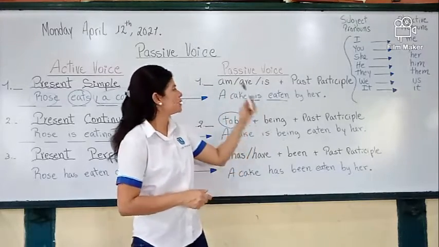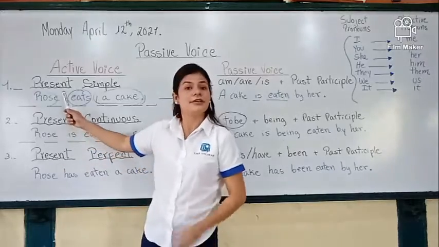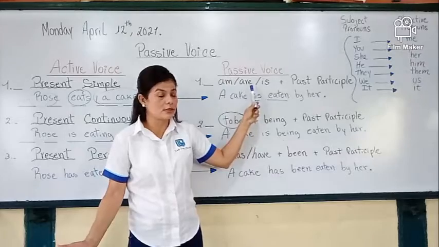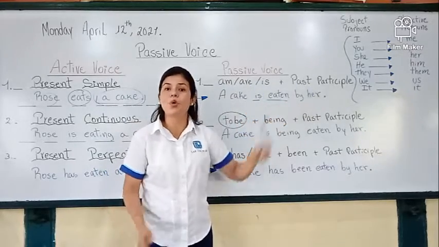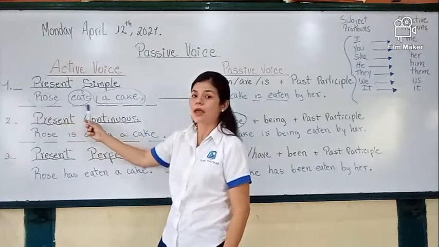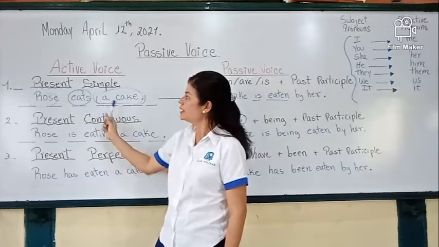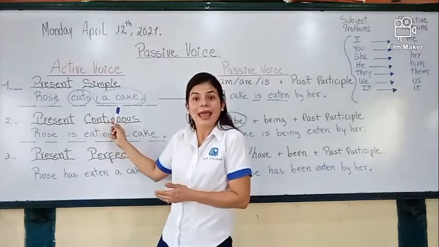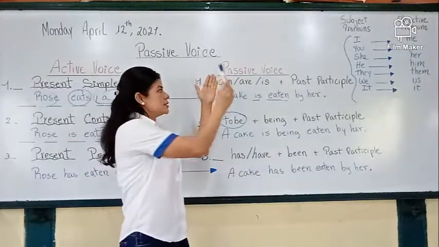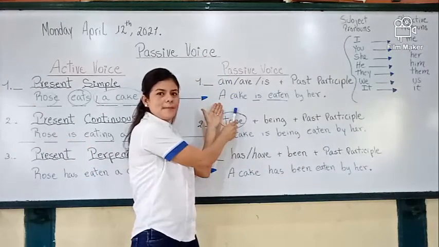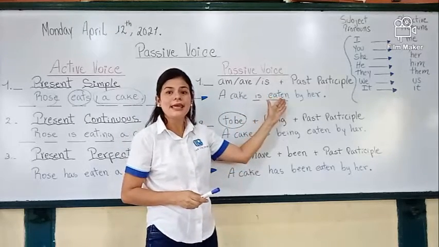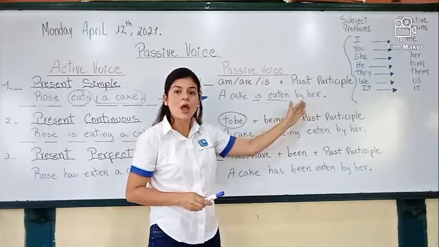When you change this into passive voice, you have to take into account the following structure. For example, if the active sentence is in present simple, you're going to write the verb to be in present, all right? Plus the past participle of the main verb. For example, Rose eats a cake. What does she eat? A cake is the object. So the object is going to be the subject here. So it's the most important part, the object. A cake is eaten by her. All right?